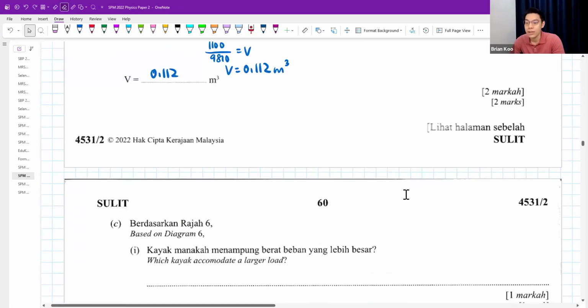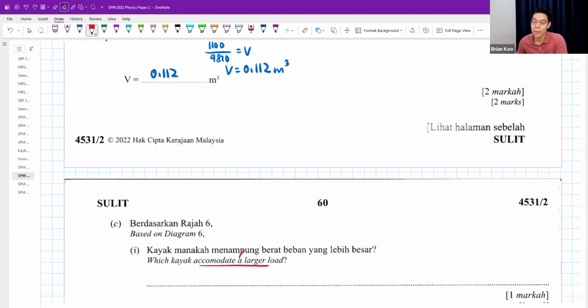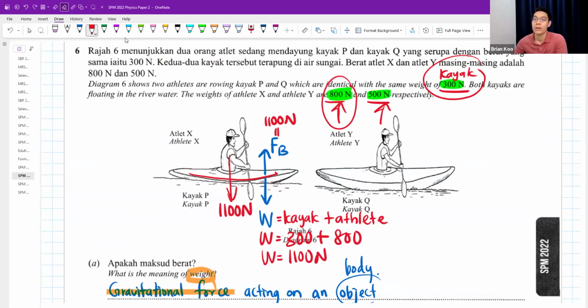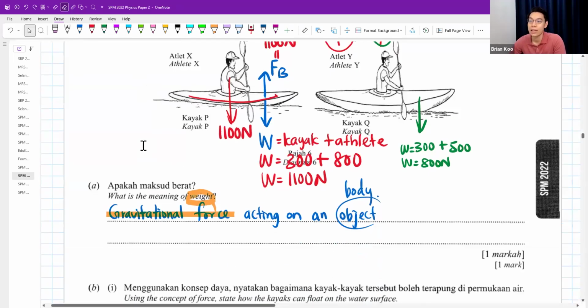Part C, based on diagram 6, which kayak accommodates a larger load? They are asking only which kayak is holding a bigger load. Which kayak is holding more weight? The first kayak, because this one is 1100 Newton, while this one, how much? The kayak is 300 Newton. The weight of athlete Y is 500 Newton. So in total, the weight is 800 Newton. So which kayak is holding more weight? Kayak P.